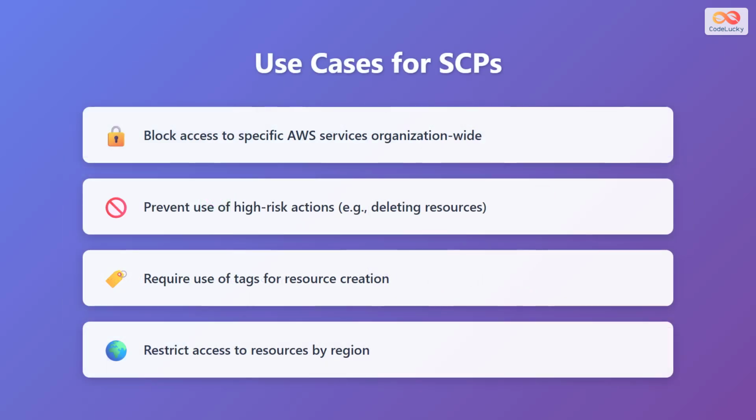SCPs are used in several common scenarios. You can block access to specific AWS services across your entire organization. You can prevent the use of high-risk actions, such as deleting critical resources. SCPs can enforce the use of tags when creating resources, ensuring proper resource management. They can also restrict access to resources by region, ensuring compliance with data residency requirements.